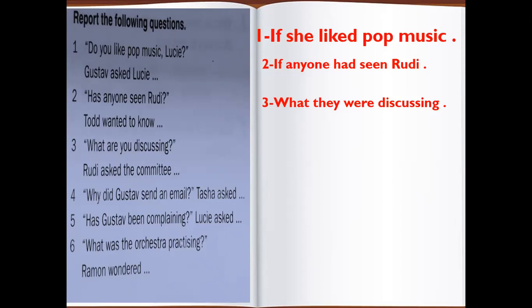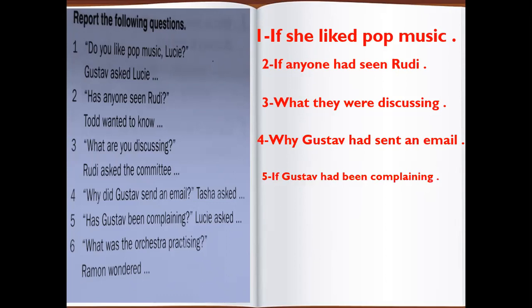4. "Why did Gustav send an email?" Tasha asked. Why? The subject, Gustav, did send. Here you have a past verb, did send. What do we change the past into, ninth graders? Into past perfect, so it becomes why Gustav had sent an email. Again, why Gustav or he had sent an email. The next, "Has Gustav been complaining?" Lucy asked. Excellent. If Gustav or he had been complaining. If Gustav had been complaining.